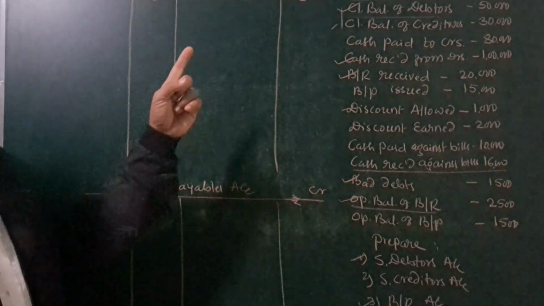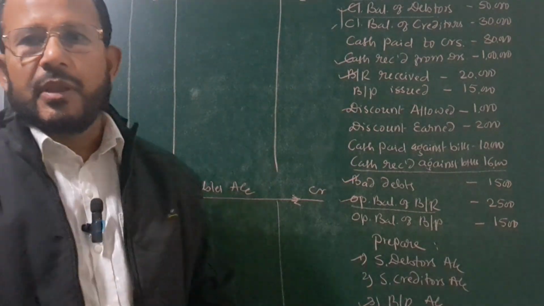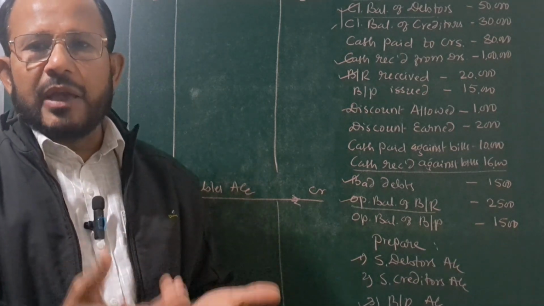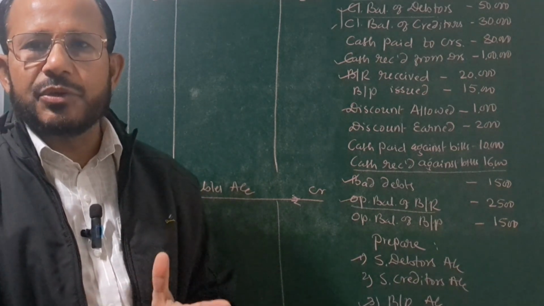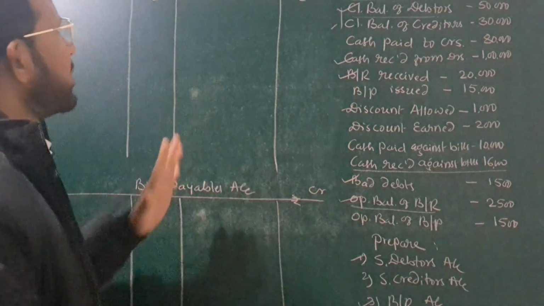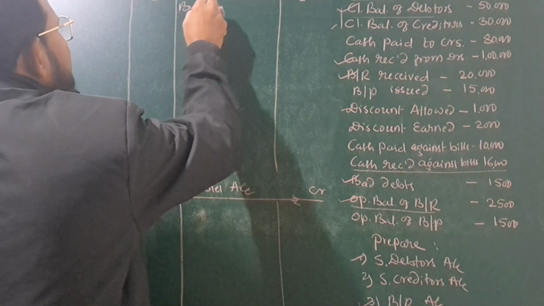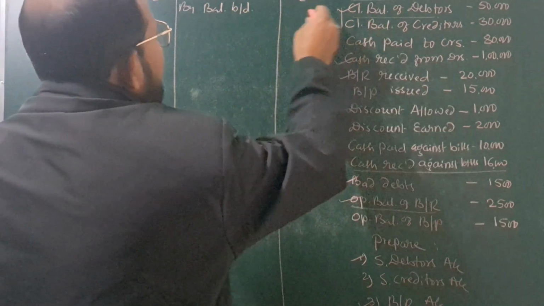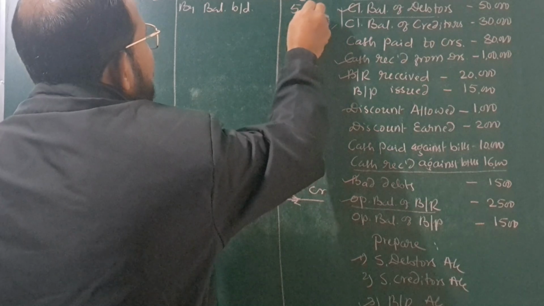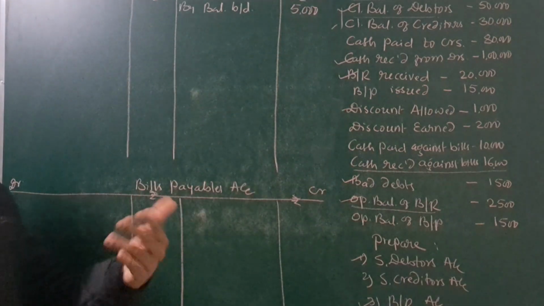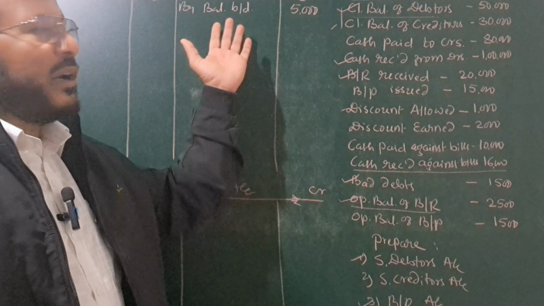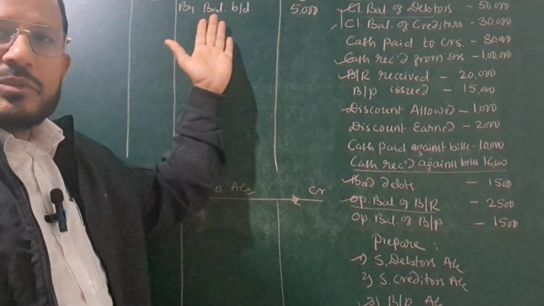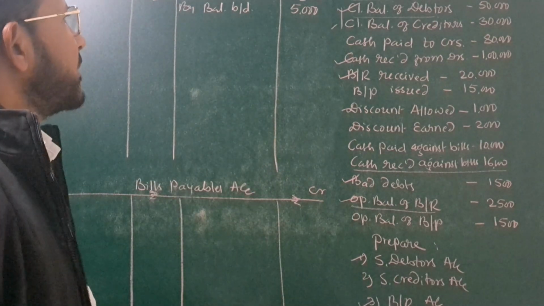Opening balance of creditors is given, rupees 5,000. Where to show this one? Here creditors is an item of liability. That is why all the liabilities show credit balance. That is why here I am going to write by balance brought down. What is the amount? Rupees 5,000. What is this? This is the previous year's figure. Closing balance of creditors of the previous year we are taking here as opening balance, rupees 5,000.